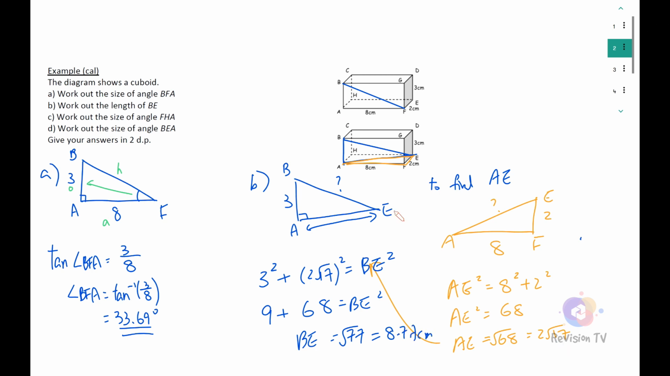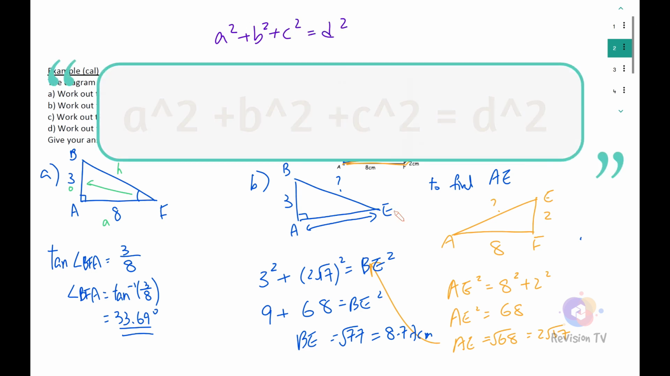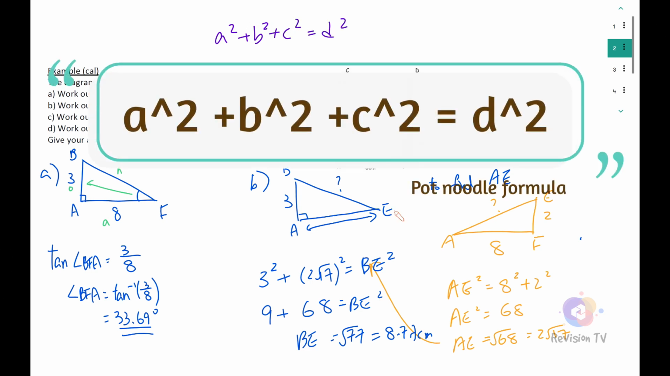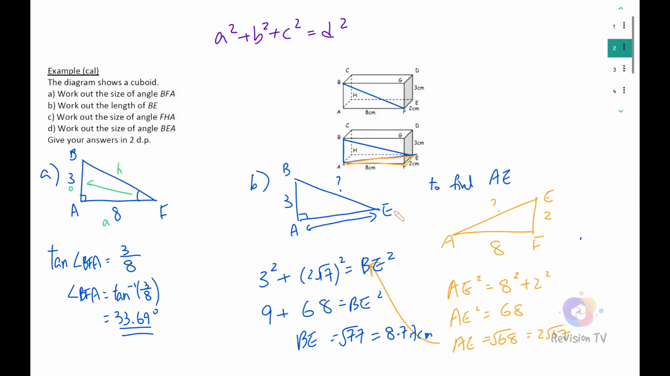centimeters. I know there is a formula to find the diagonal for 3D shapes, which is known as a squared plus b squared plus c squared equals d squared. But do you know what the 3D in 3D Pythag and trig stands for? 3 dimensions? Of course not.